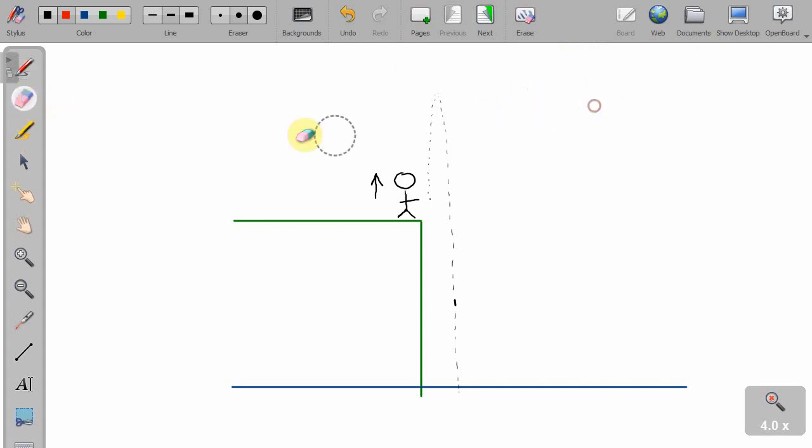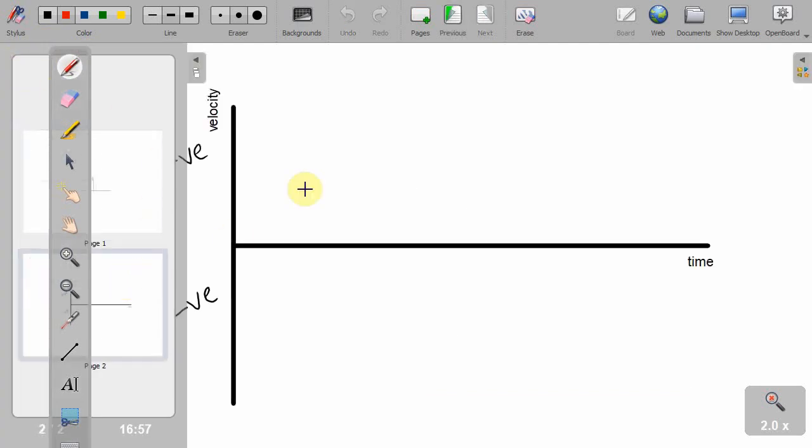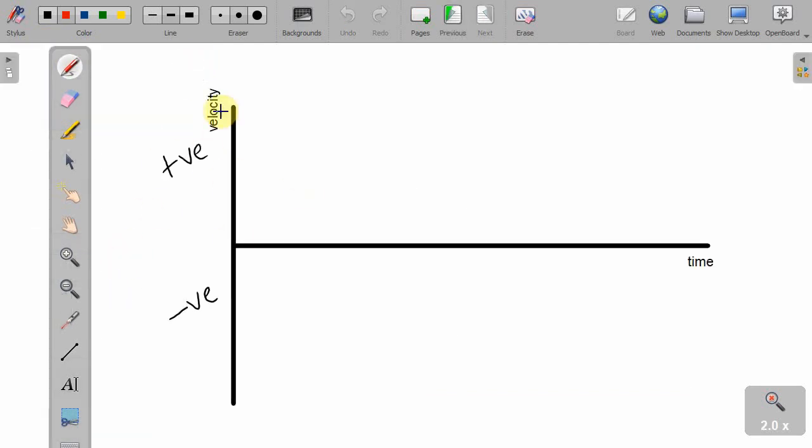Alright, let's have a go at breaking down this motion into different parts and see if we can draw the velocity time graph. The first thing that we have to do is select which is a positive direction and which is a negative direction for our velocity time graph. Our graph is going to look something like this. We're going to have velocity on the y-axis, time on the x-axis, and a positive velocity depending on the direction that the stone is traveling, and a negative velocity depending on the direction the stone is traveling.